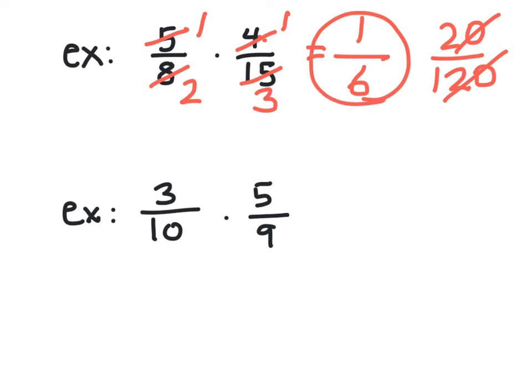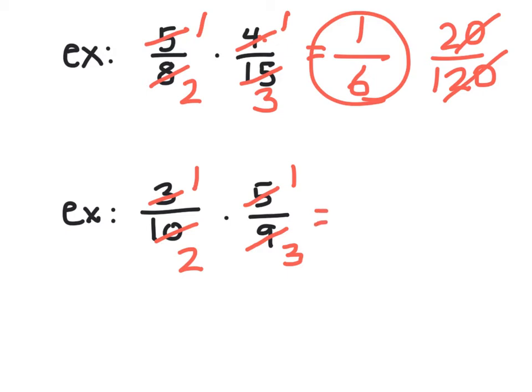All right, look at the next example. What can we cancel out of 3/10 and 5/9 before we multiply? What do you think? Okay, the 3 will go into 9. So 3 goes into 9 3 times, and it goes 1 time into itself. See, so we're just dividing 3 out of both those. And then the 5 will go into 10 2 times, and we're dividing a 5 out of 5 and a 5 out of 10.